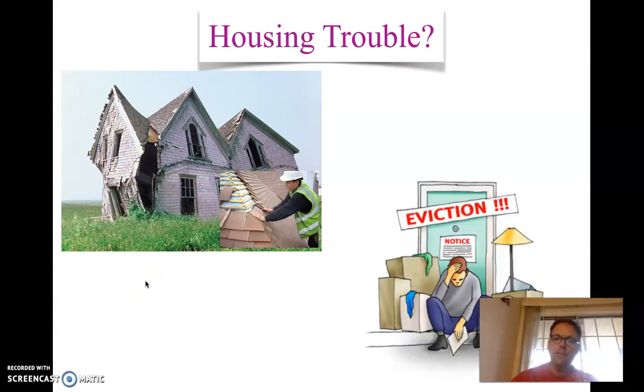But what if this happens to you and there is an eviction? Well, what does this word mean? What has happened to this person? They've been told to leave their house, and all of the things that they had, all of their life, is out on the sidewalk with them. What can you do and who can you call for this housing trouble? Well, that's what we're going to look at today.